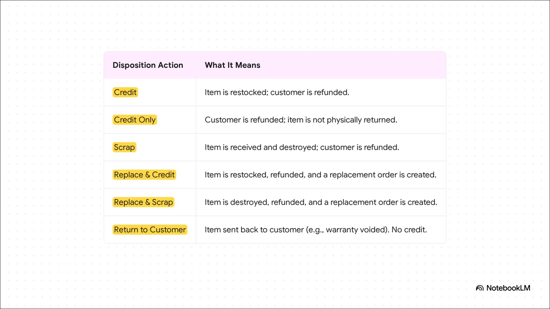Then you have the really powerful ones, like replace and credit. That does everything. Restocks the item, refunds the customer, and automatically creates a brand new sales order for a replacement. And of course, there's return to customer. That's for when you find out the warranty was voided or something, so no credit is issued and the item just gets sent right back.